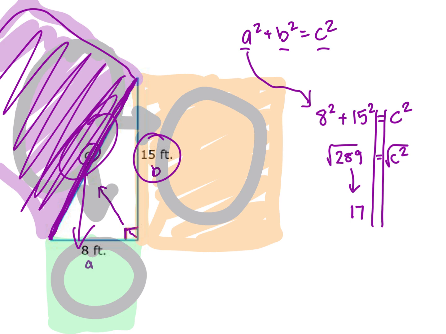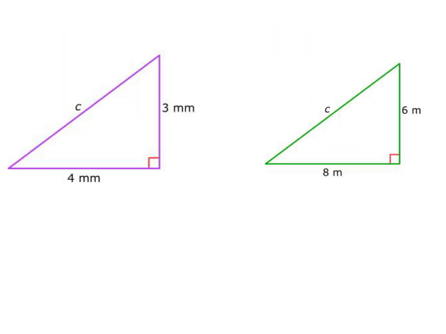And on the other side, the square root of c squared is just c. So c equals 17. And whatever my units are is going to be my units here too. So 17 feet. Let's do another one.